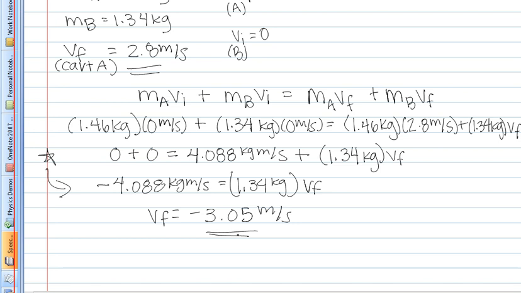The reason why our final velocity for cart B is negative is because it moves in the opposite direction. If I lost you on any part of the problem, go back, play until you understand, hit pause, and then continue once you have your work written.